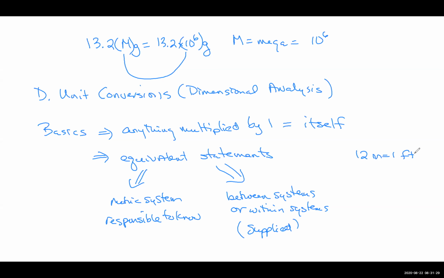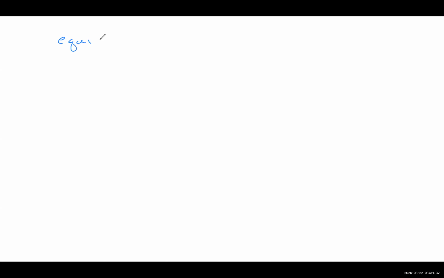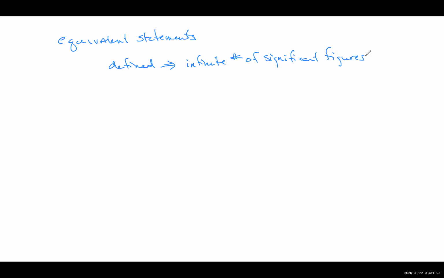The other thing I wanted to point out about these equivalent statements is that some are defined and some are not defined. If they're defined, if you watch the significant figure video first, that means that they have an infinite number of significant figures. And we're going to practice this throughout all of the problems, and we're going to do it in the group meetings as well. So defined are always within a system.